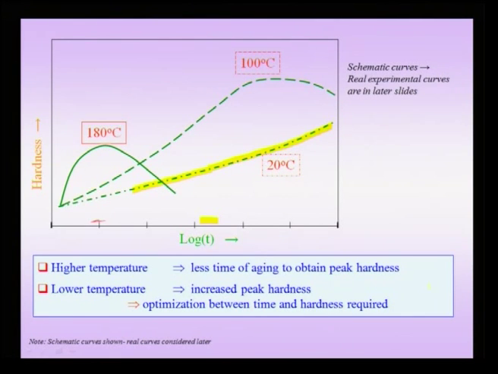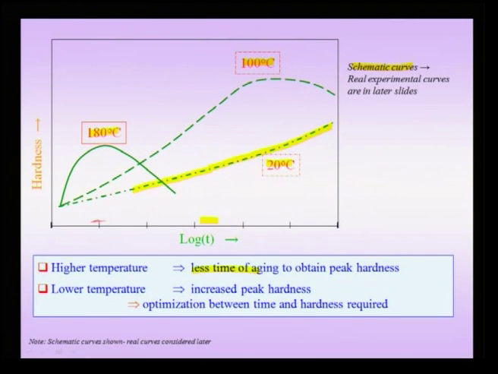These we can think of as schematic master curves, and we will note later that the actual curves are a little more complicated, but the important lessons from this aging treatment can be understood from these schematic diagrams. We note that there are 3 aging curves drawn, one at 20 degrees Celsius, one at 100 degrees Celsius, and one at 180 degrees Celsius. With increasing temperature, you can see that the peak hardness is obtained in less time. That means if I increase my temperature of aging, and of course I am still much lower than 550 degrees Celsius, where I intersect the solvus line. I am much lower than the solvus line temperature.